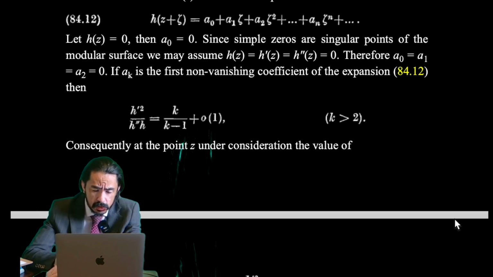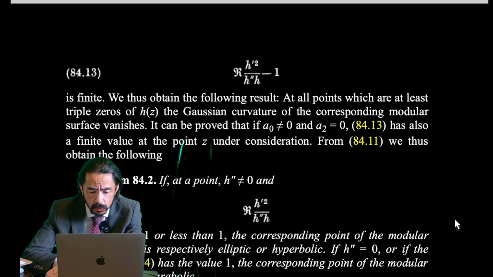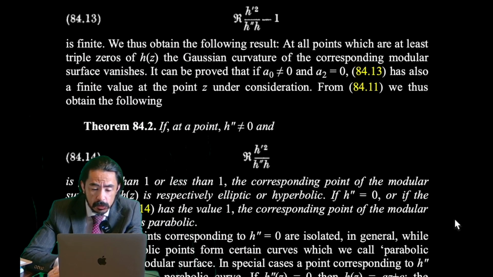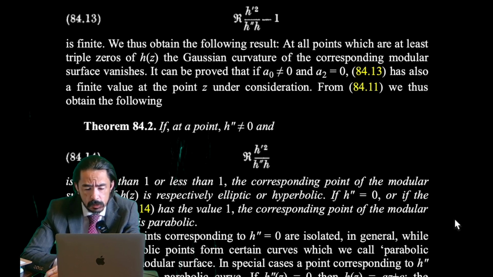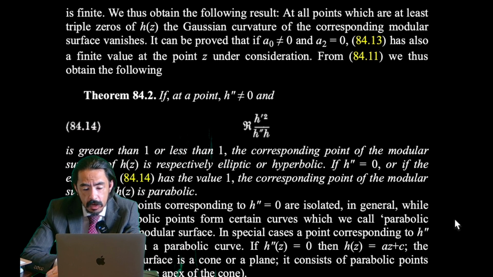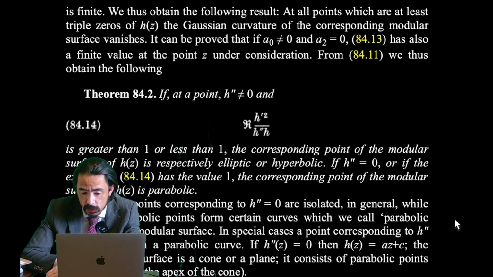Consequently, at the point z under consideration, the value of the real component of h prime squared over h double prime times h, then minus 1, is finite. We thus obtain the following result. At all points which are at least triple zeros of the function h of z, the Gaussian curvature of the corresponding modular surface vanishes. It can be proved that if a0 is non-zero and a2 is 0, then the real component of h prime squared over h double prime times h, then minus 1, also has a finite value at the point z under consideration.